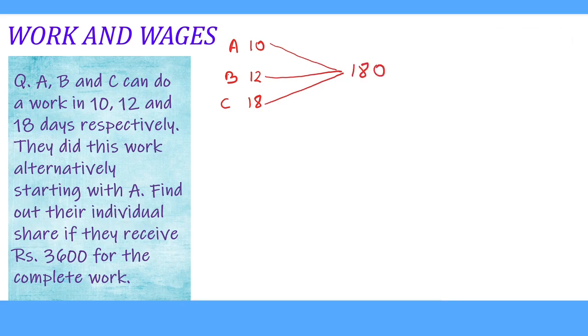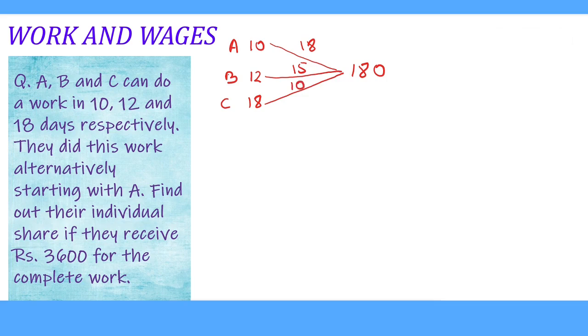So we divide the work in 180 equal parts, and A can do these 180 parts in 10 days. So his 1 day work will be 18 parts of the work. And B completes the work in 12 days, so when we divide 180 by 12, we get 15. So B does 15 parts of the work every day. And C completes the entire work in 18 days, and 18 divides 180 ten times. So C can do 10 parts of the work every day.